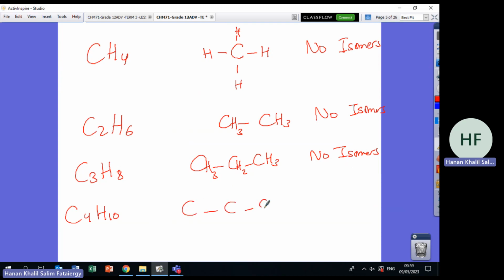Now let's see. C4, 1, 2, 3, 4. This is the first structure. How can I do it in a different way? I will say 1, 2, 3, and this one I will make a branch. So we have here 2 isomers. Of course, complete the H's, and you will find that it has CH3.